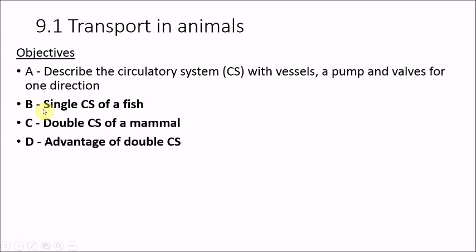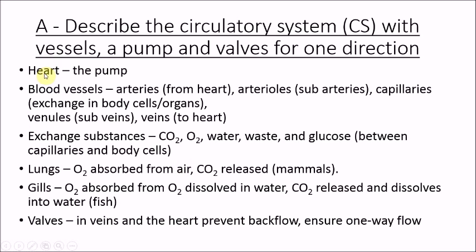The second objective, we need to talk about the single circulatory system of a fish, then the double circulatory system of a mammal, and then the advantages of a double circulatory system. The first thing you've got in the circulatory system is the heart, which is the pump, pumps the blood around. The blood vessels are like the tubes that the blood travels in and around.